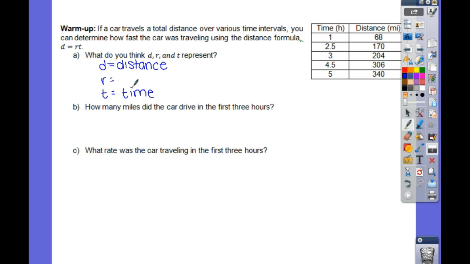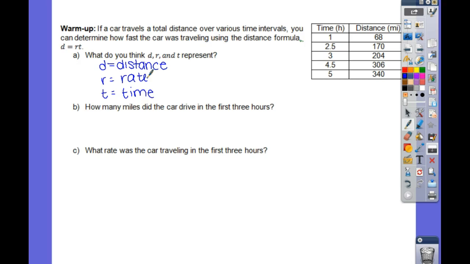Okay. R is rate. It's actually not time, or range rather. R is rate. Think about if you are driving. You are driving a certain speed because there is a speed limit. That speed is your rate.